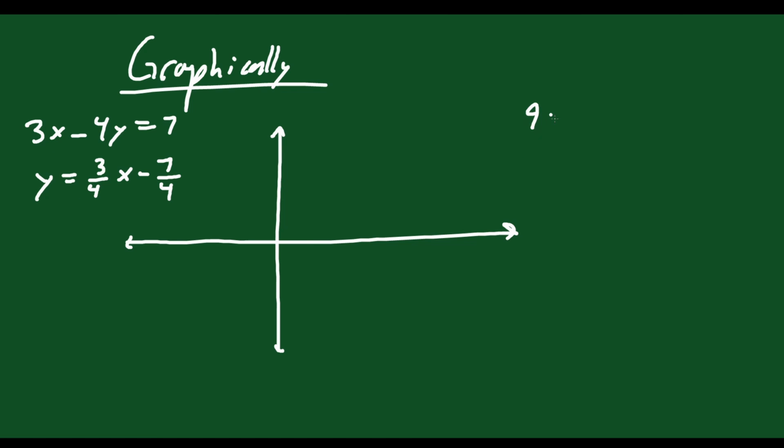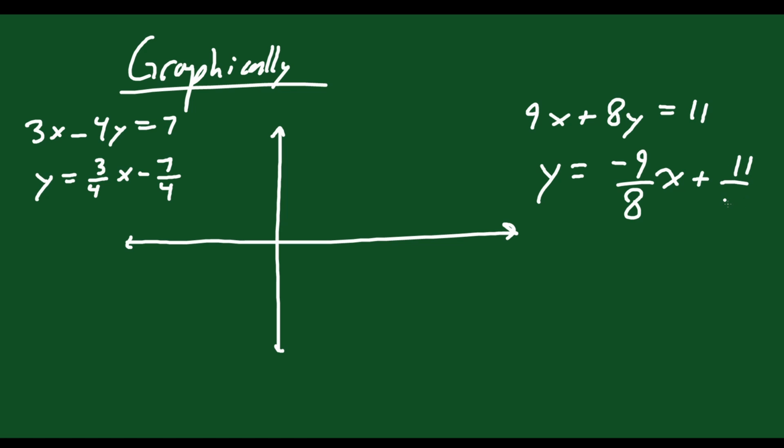The other equation, 9x plus 8y equals 11. If you put this one into slope y-intercept form, you get y equals negative 9 over 8 x plus 11 over 8. So we now have these two equations that we can graph. The first one we'll graph, the one on the left here, has a y-intercept of negative 7 over 4. So you put it there. It has a slope of 3/4, that's positive, so it's going to be going up, like that.